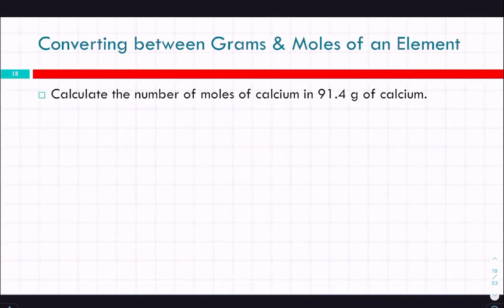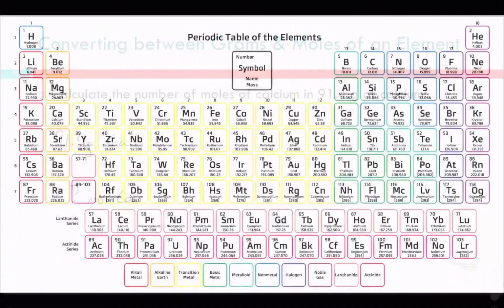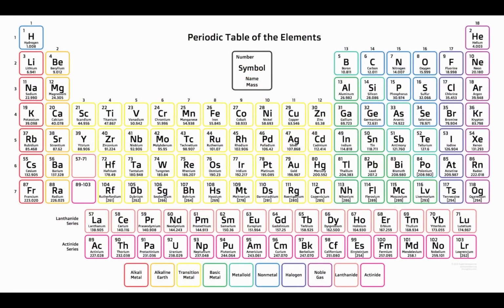So for 91.4 grams of calcium, I want to calculate how many moles of calcium. Need to get new glasses. I have a periodic table. It was 40.078.